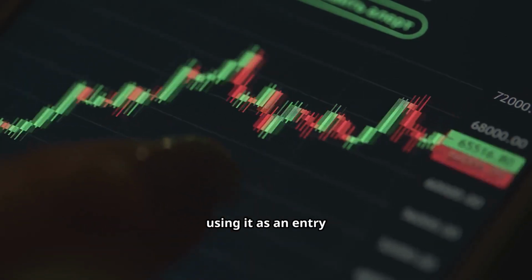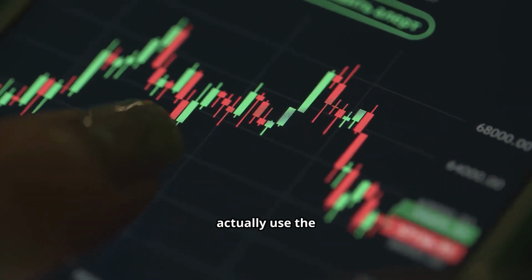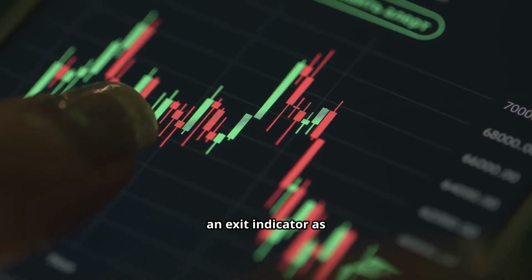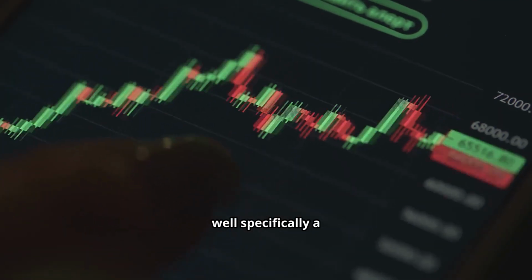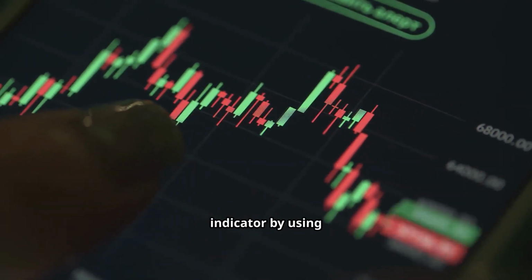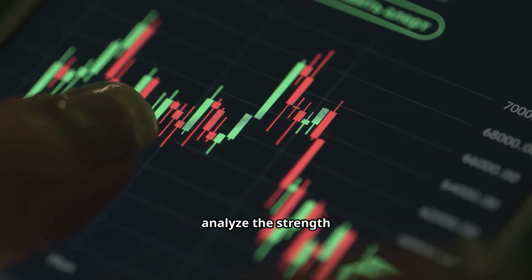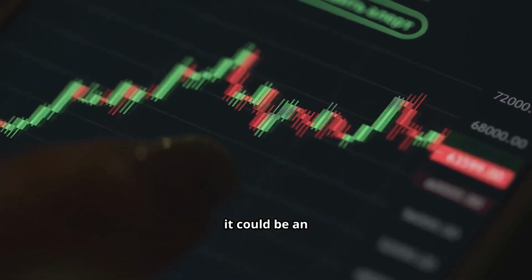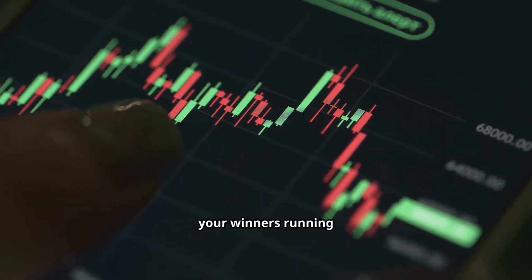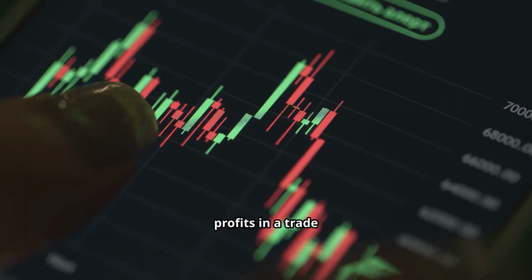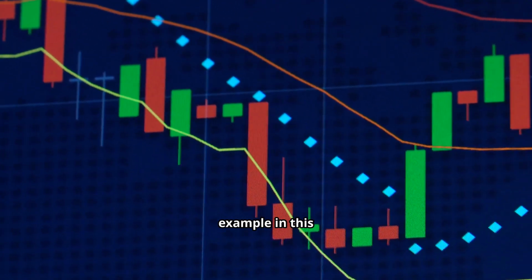Now, aside from using it as an entry indicator, you can actually use the smooth Heikin-Ashi as an exit indicator as well, specifically a trailing stop-loss indicator. By using its ability to analyze the strength of an existing trend, it could be an effective tool if you want to keep your winners running and maximize your profits in a trade. So here's a strategy example in this chart.